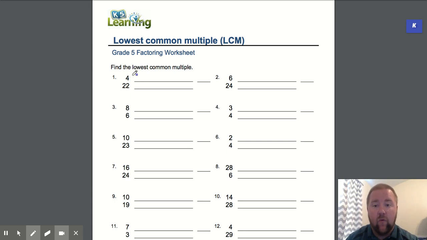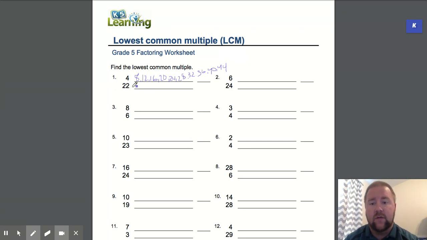So if I am taking 4 times 1 is 4, then times 2 is 8, times 3 is 12, times 4 is 16, times 5 is 20, times 6 is 24. And you would keep going and doing this, right? So 28, 32, 36, and 40, and 44. So you would keep going until either you ran out of room or you think you might know what your least common multiple is going to be.